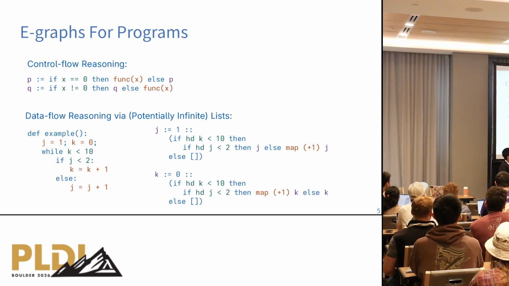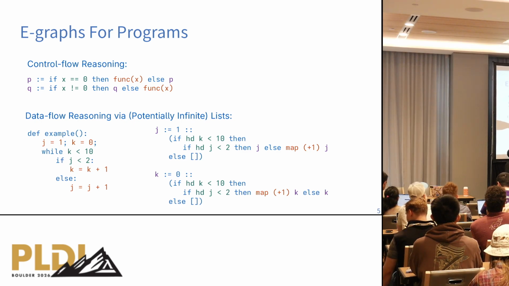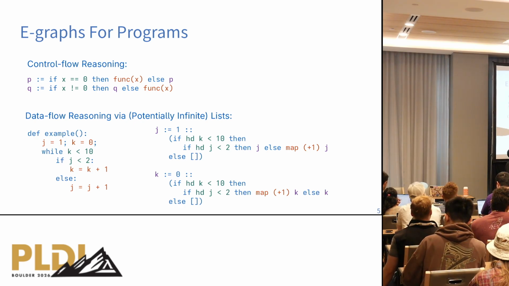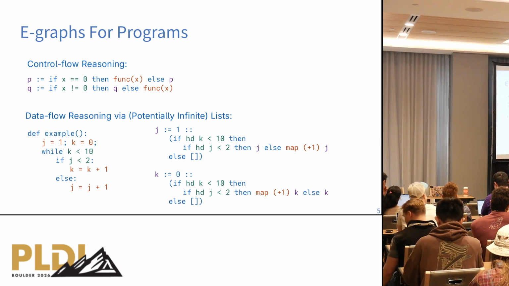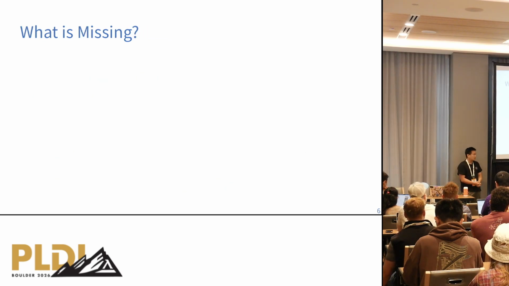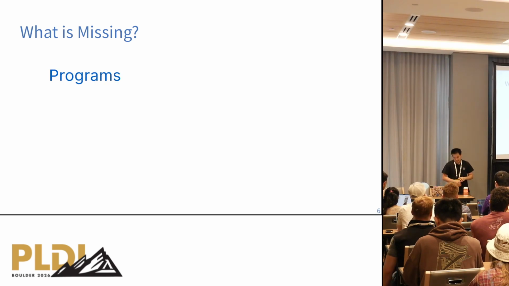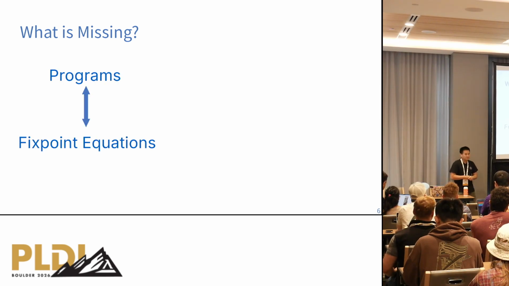For example, J starts with the initial assignment of 1, and if the first element of k is less than 10, i.e. the while loop, and then if the first element of j is less than 2, we execute the first condition, otherwise we execute the second condition. So these are programs that are not very native within eGraph. And what is missing within eGraph is that programs are really fixed point equations.